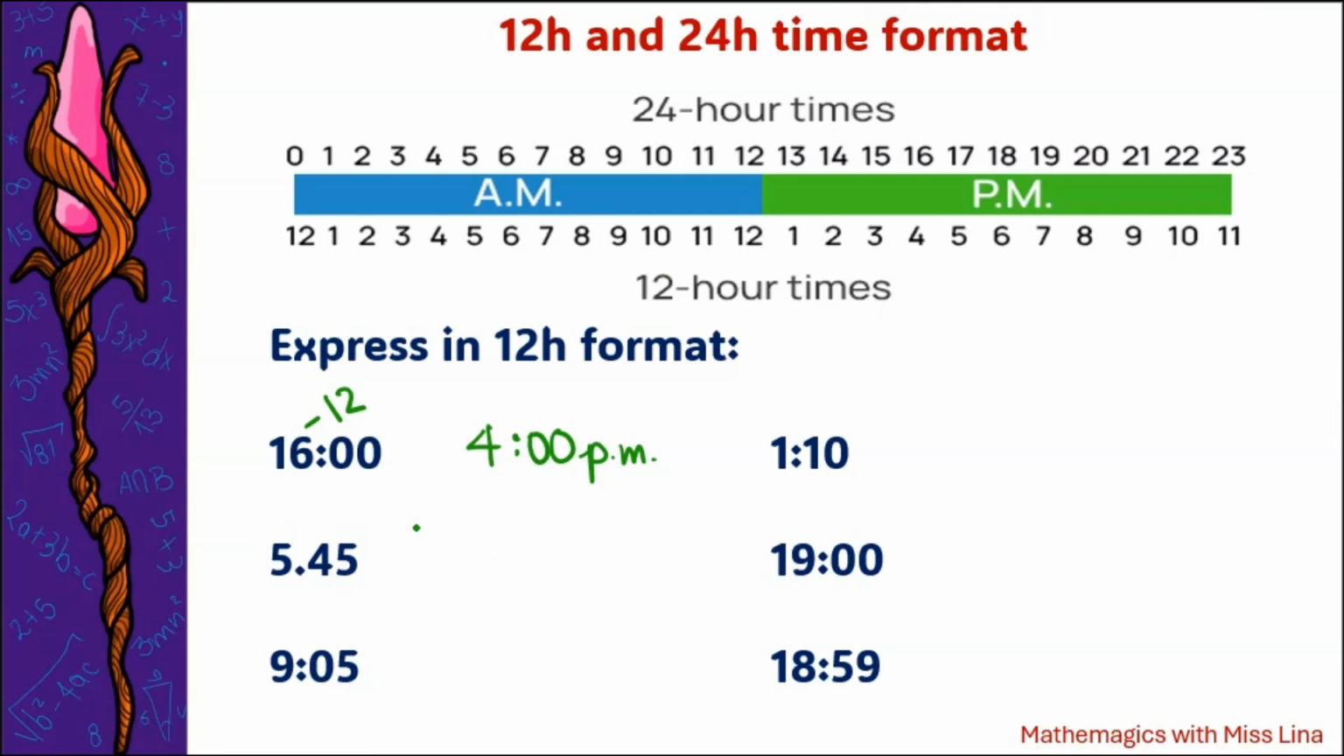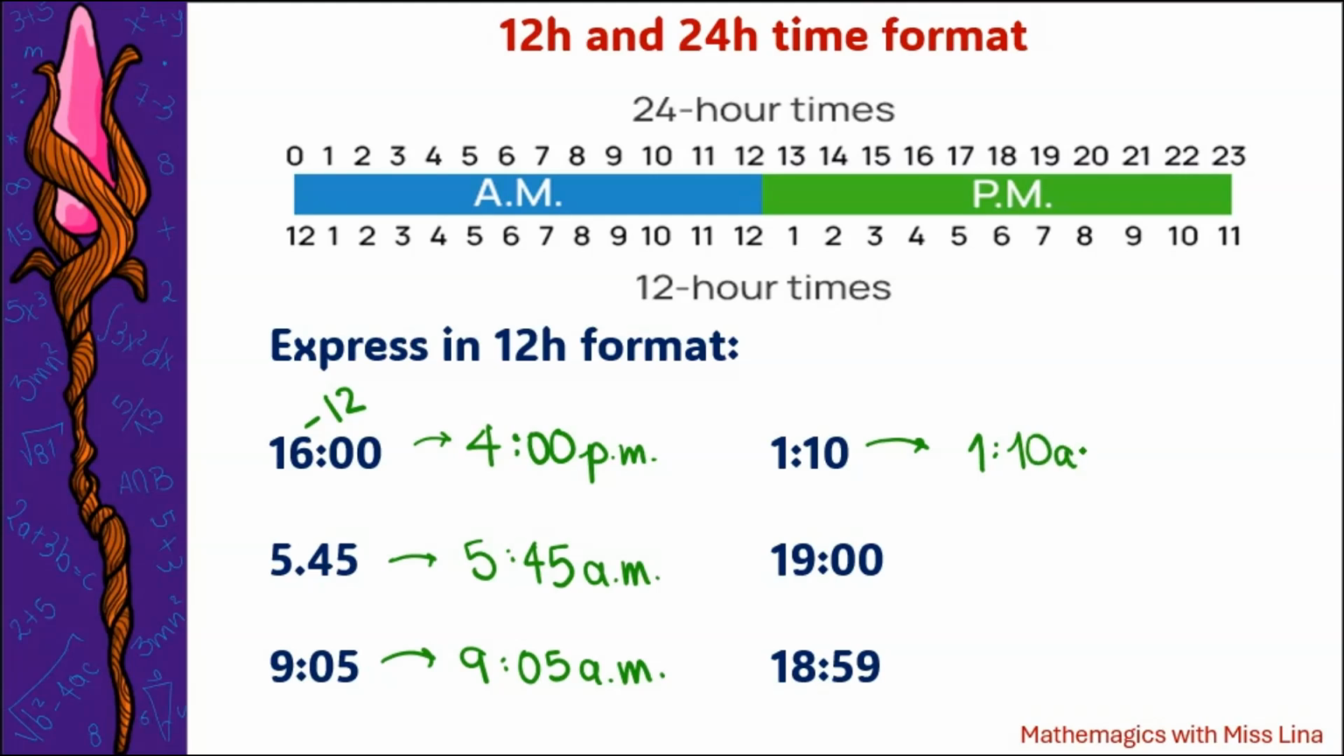5:45, 5 is smaller than 12, then there is no problem. We just change it directly, no adding, and writing AM. 9 is also smaller than 12, so again, it's in the period of the morning. We write the same number with AM. 1:10, again, the 1 is smaller than 12, doesn't change, and we are talking about the morning.